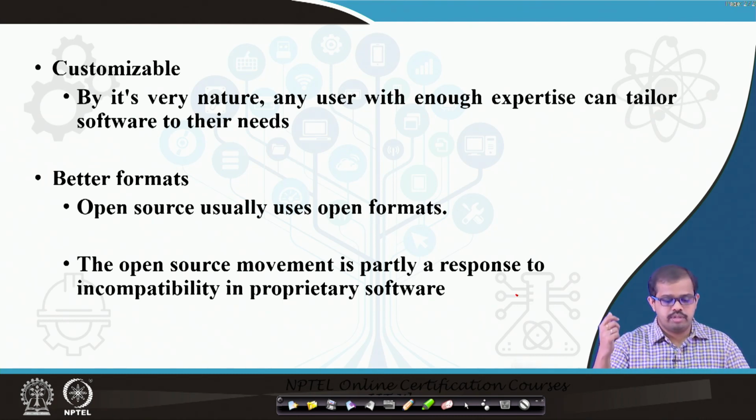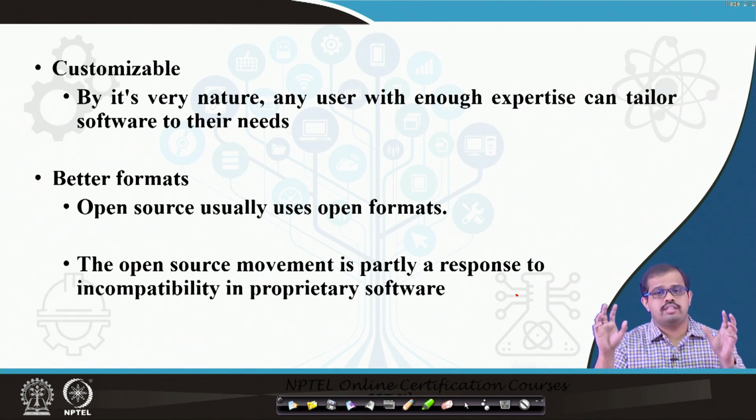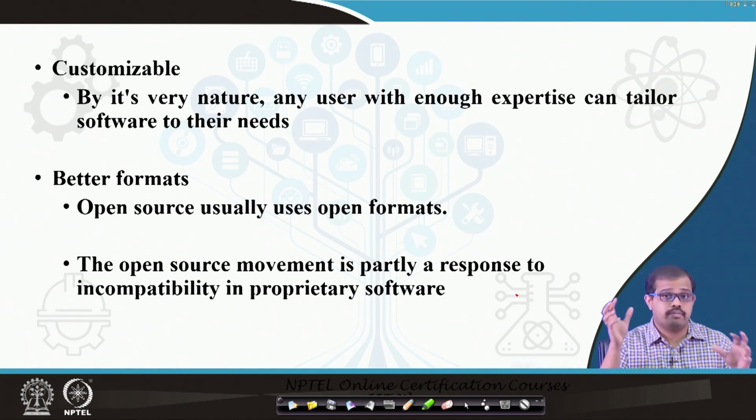The open source movement is partly responsible for addressing incompatibility in proprietary software. That is a meaningful exercise, because the trend now is that you should have interoperable extensions or interoperable data. So there has been a change even with proprietary software, to provide interoperable data or extensions that are of global standards.